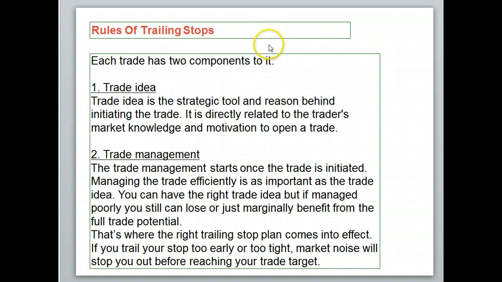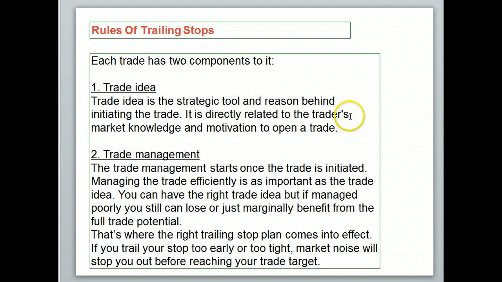Next topic, rules of trailing stops. Each trade has two components to it. Number one, the trade idea. The trade idea is the strategic tool and reason behind initiating the trade. It is directly related to the trader's market knowledge and motivation to open a trade.